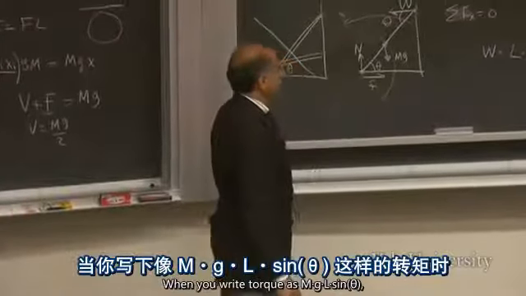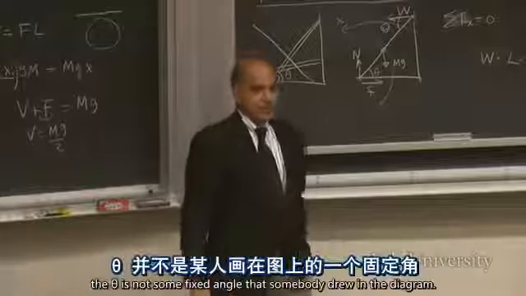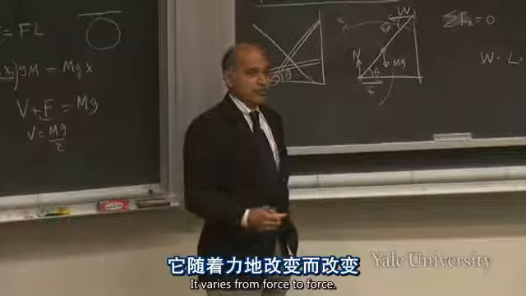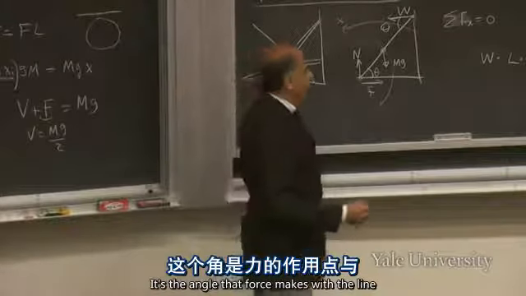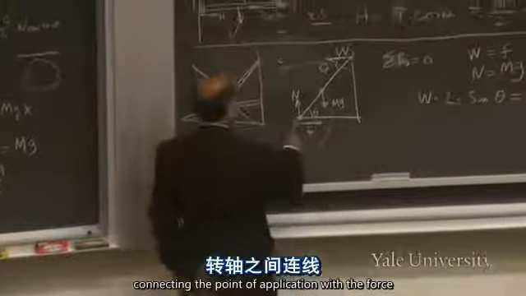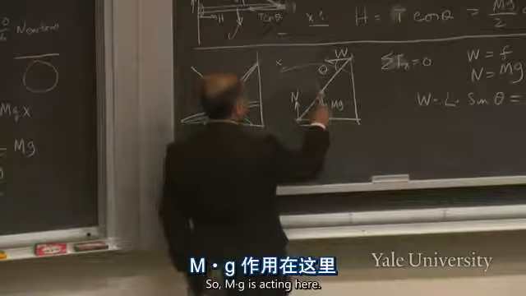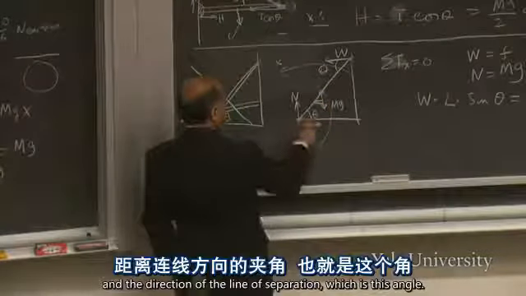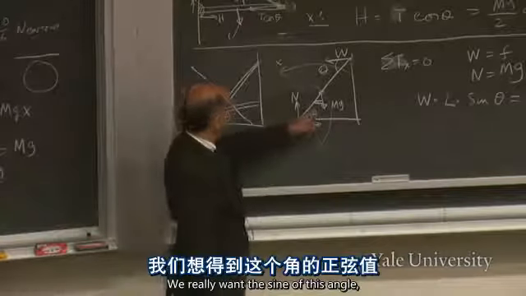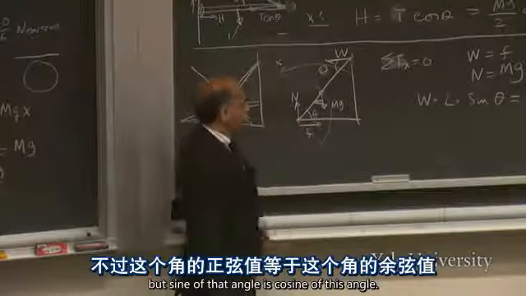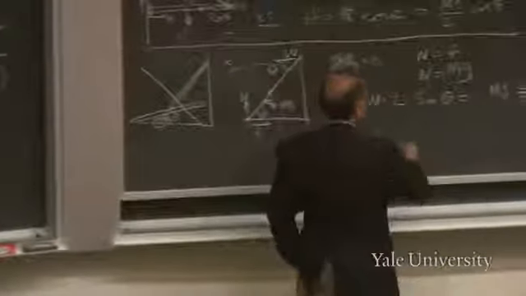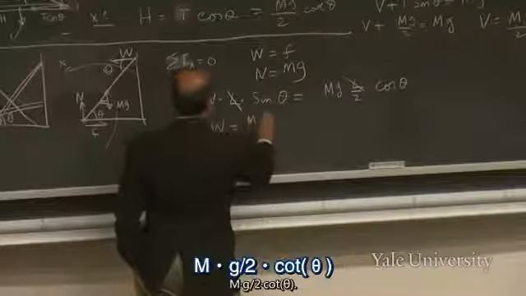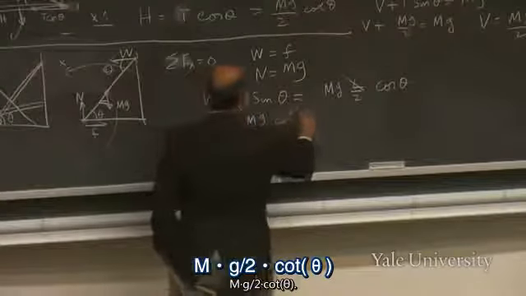When you write torque as mgL sine theta, that theta is not some fixed angle that somebody drew in the diagram. It varies from force to force. It's the angle that force makes with the line connecting the point of application of the force to the point of rotation. So mg is acting here. You want the angle between the direction of mg and the direction of the line of separation, which is this angle. So you really want the sine of this angle, but sine of that angle is cosine of this angle. So you can cancel that. So I find W equals mg over 2 cotangent theta.